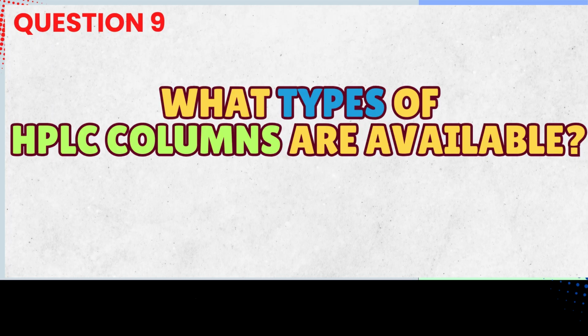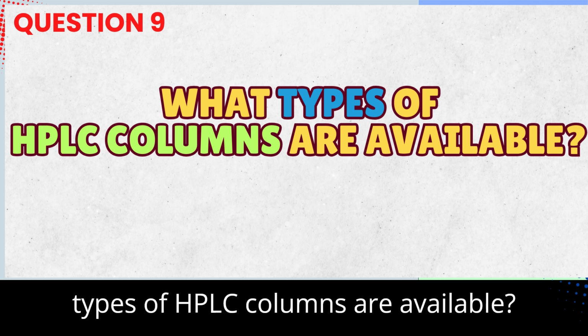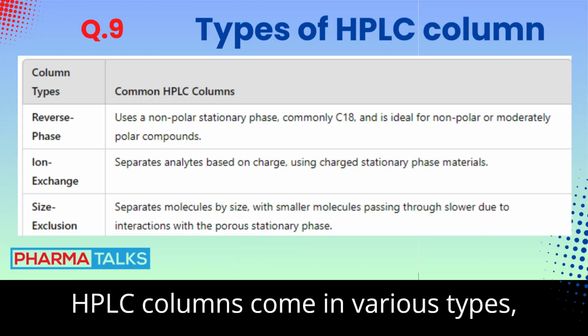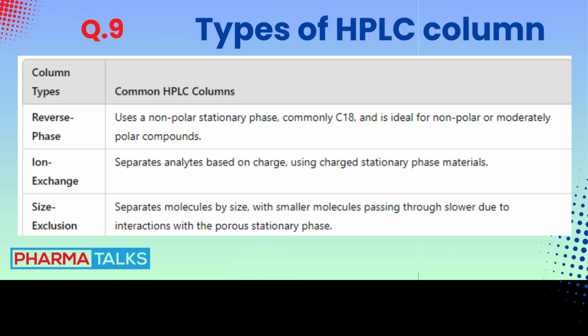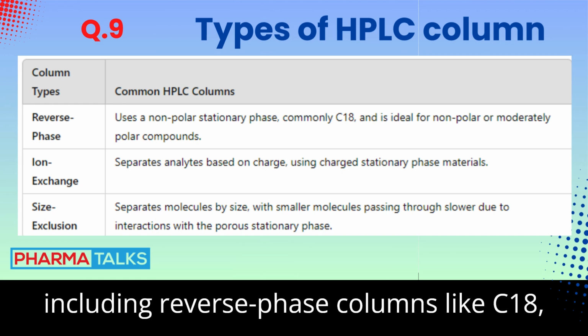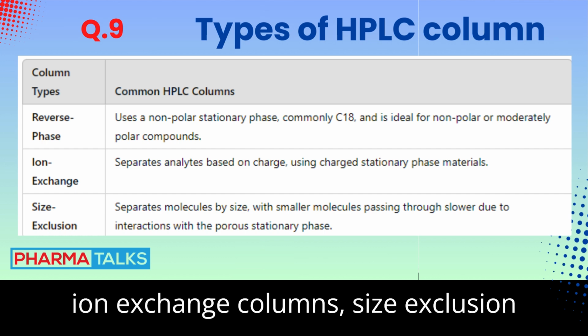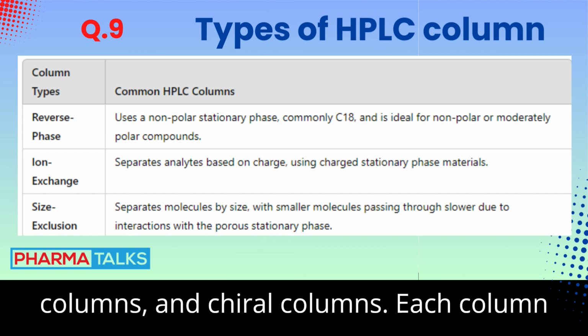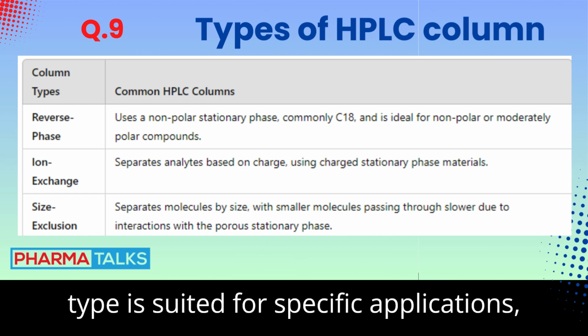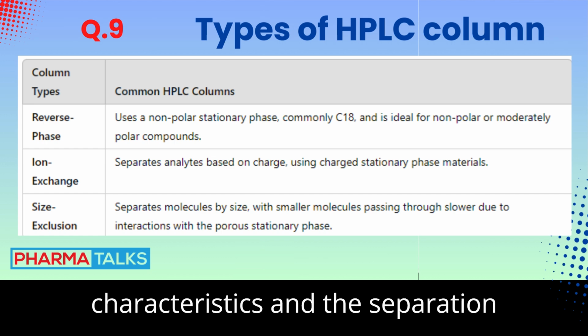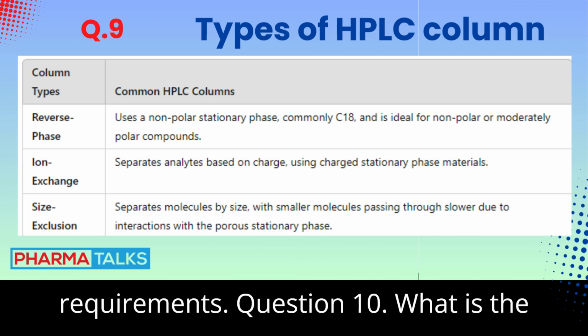Question 9. What types of HPLC columns are available? Answer. HPLC columns come in various types, including reverse phase columns like C18 (octadecylsilane), C8 (octylsilane), ion exchange columns, size exclusion columns, and chiral columns. Each column type is suited for specific applications, depending on the analyte's characteristics and the separation requirements.